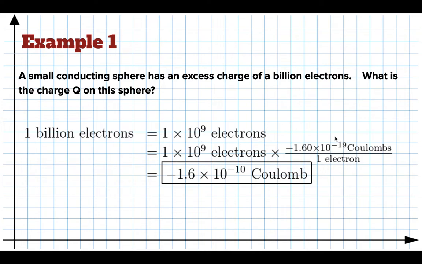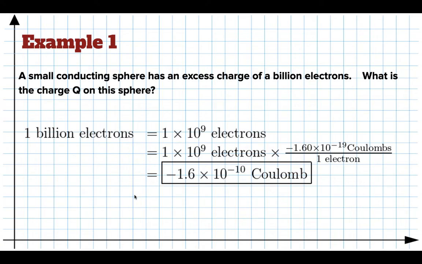And what I'm going to do is use this as a conversion factor. I want to get rid of electrons and I want to end up with coulombs. So I put 1 electron on the bottom and the 1.6 times 10 to the minus 19 coulombs on the top, so that the electrons cancel the electrons and I'm left with coulombs. So take 1 times 10 to the ninth, multiply it by negative 1.6 times 10 to the minus 19, and you get negative 1.6 times 10 to the negative 10 coulombs. So that's still a really, really tiny amount of charge as measured in coulombs, but that's 1 billion electrons.